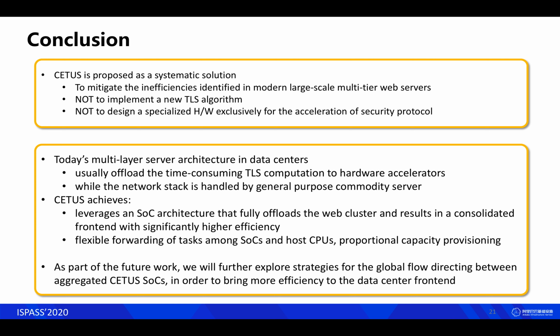And by allowing this flexible forwarding of tasks among the SoC and host CPUs, the proportional capacity provisioning is achieved. As part of our future work, we will further explore the strategies for the global flow directing between the aggregated CETUS SoCs in order to bring more efficiency to the data center front end.